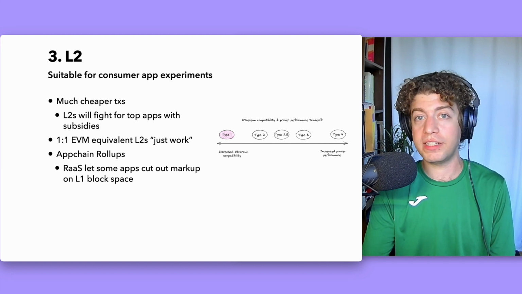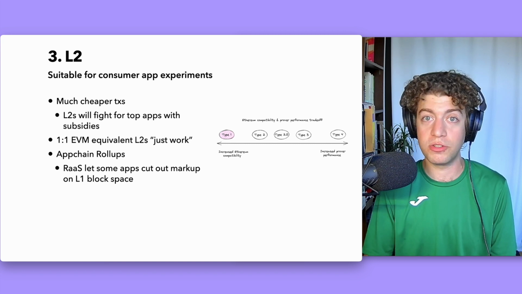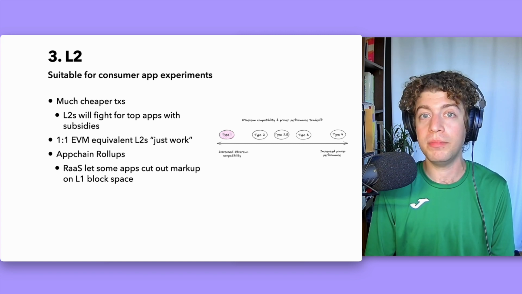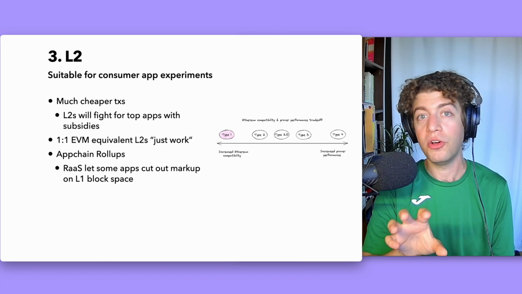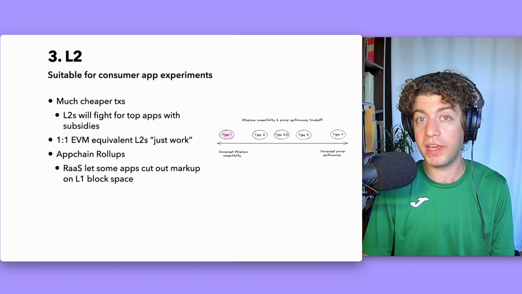Of course, chains like Base, et cetera, have lots of liquidity that's very interesting, Arbitrum, others. So there's reasons to go on existing chains, but it may appeal to some apps, depending on how their application works and who their target audience is, to just live on their own app chain and cut out the middleman who's marking up the L1 block space.